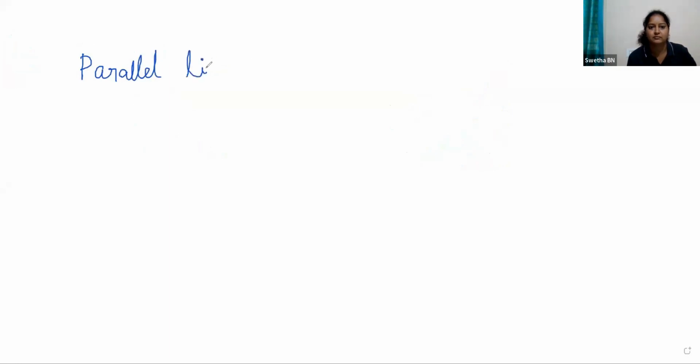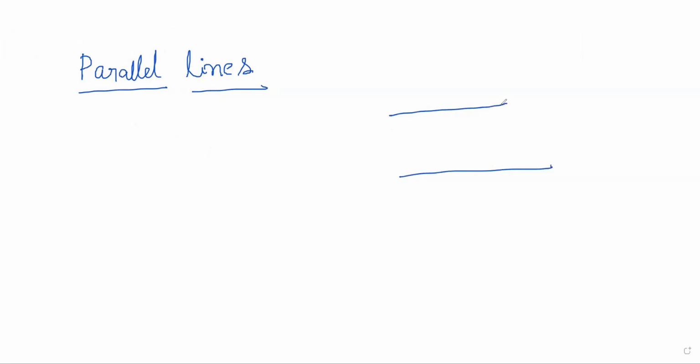Parallel lines. Where do you see parallel lines? Ma'am, railway lines. Okay, railway track. So parallel lines. What are parallel lines?